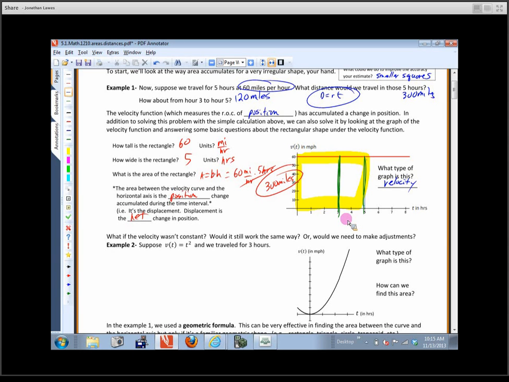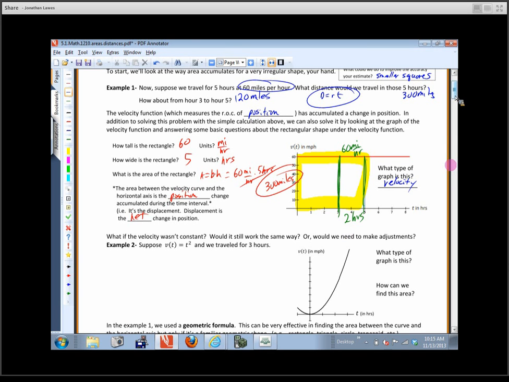It wouldn't be miles squared, no, because this is 60 miles per hour tall. That's literally how tall that is. And this is 2 hours wide. And when I take the base and multiply it by the height, just the hours would cancel. So not square miles. Good question. Anything else?